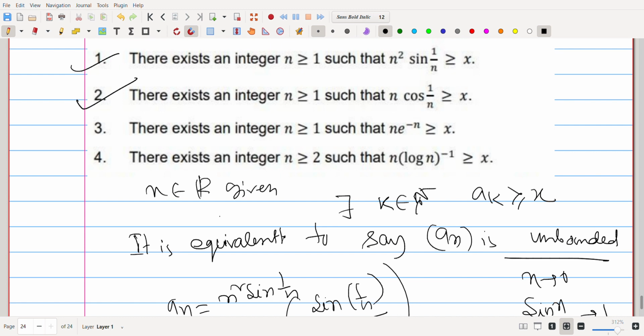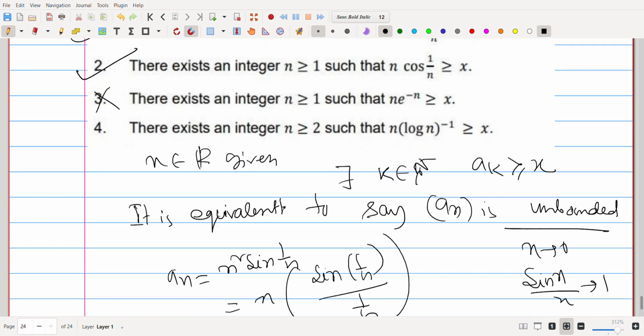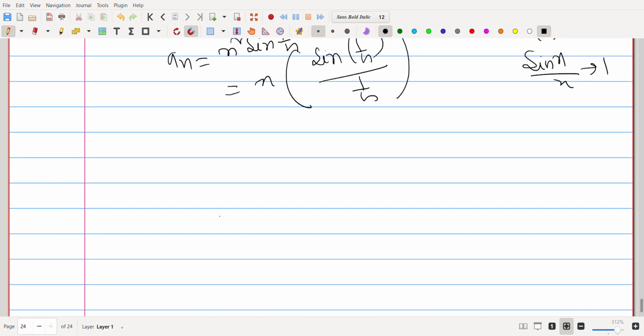Why? Because as n goes to infinity, n by e power n, the exponential function is increasing much faster than the linear function, right? So e power n diverges to infinity much faster than n. So for n by e power n, in particular you can find the limit. So n by e power n goes to 0 as n goes to infinity. Hence n by e power n is not unbounded. So this is false.